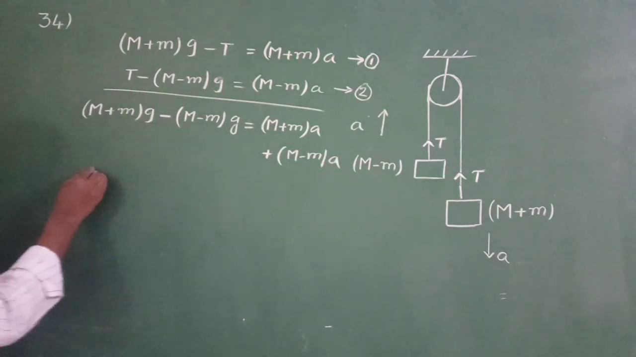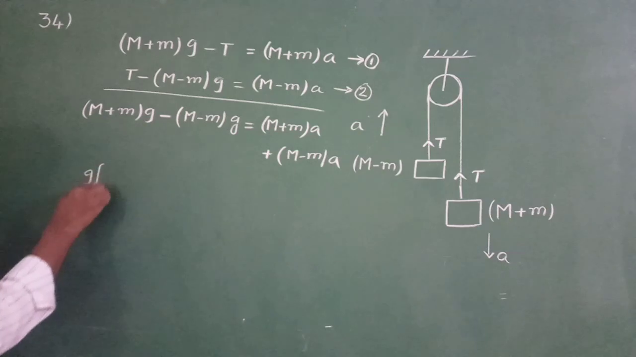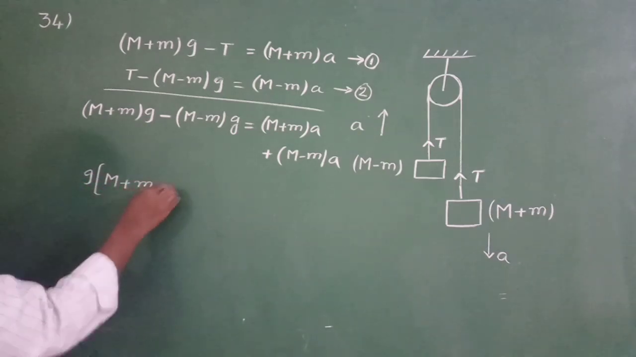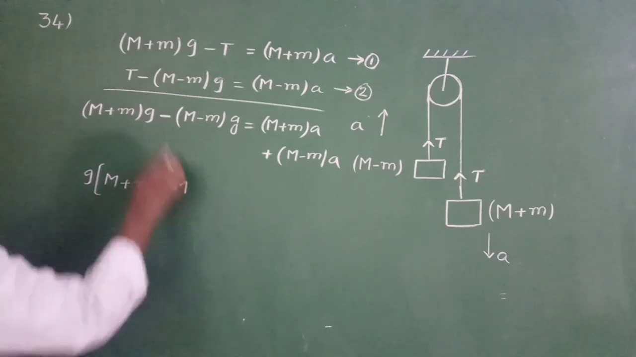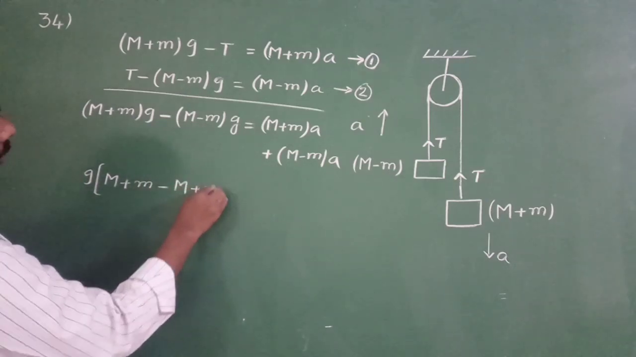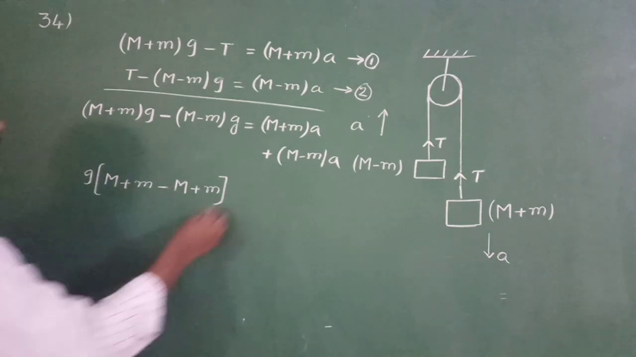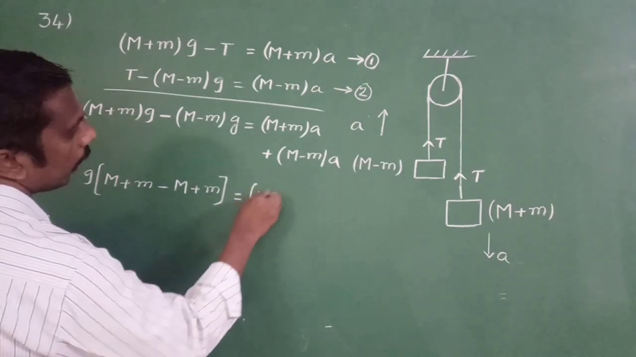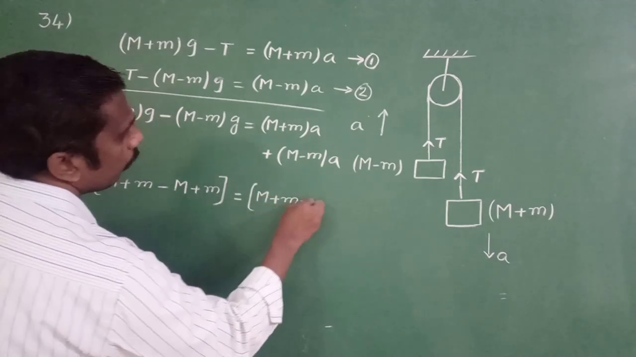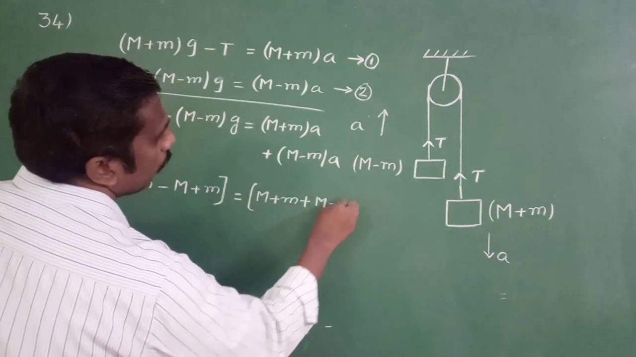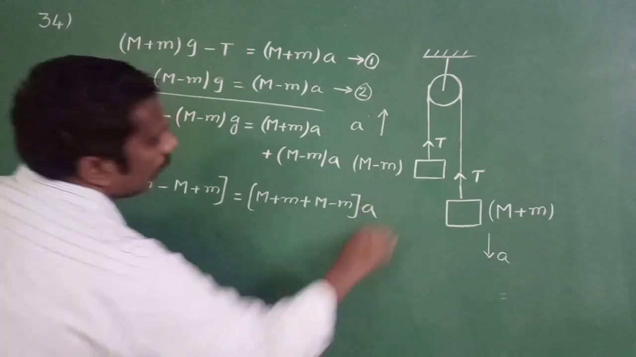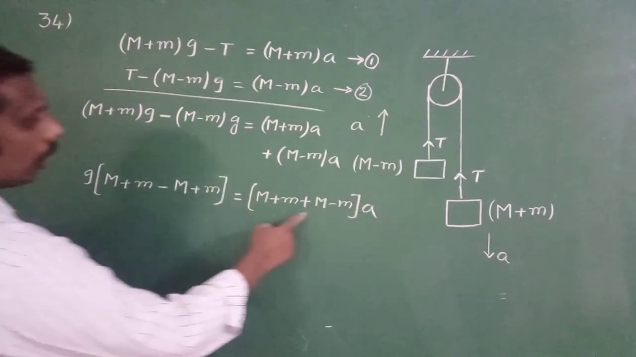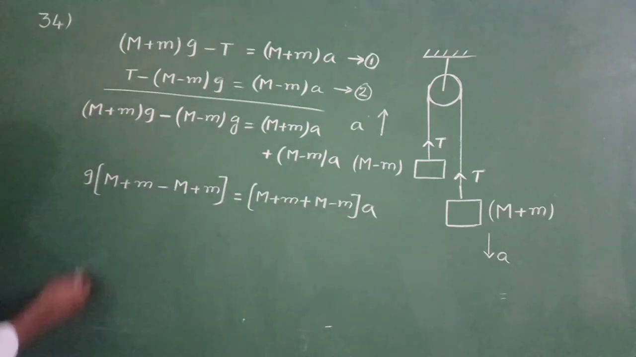Here you take g common, then we get M + m − M − (−m)... is equal to, here you take A common, then you get (M + m) + (M − m) into acceleration A. Here plus M minus M gets cancelled. Here plus small m minus small m gets cancelled.